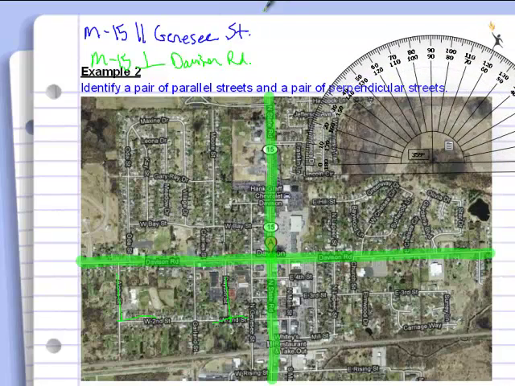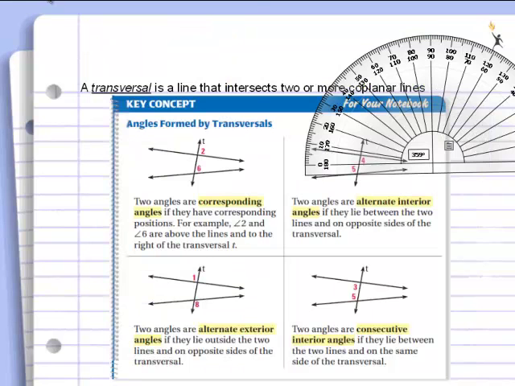Again, designing cities, it's easiest because you want every part of the city to be accessible. Parallel and perpendicular lines are a huge, huge thing. Let's get this guy out of here. We don't need him anymore.